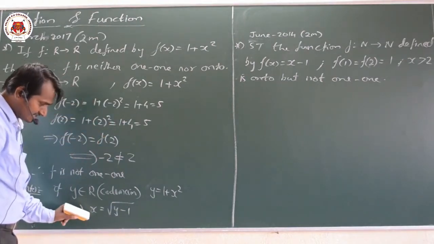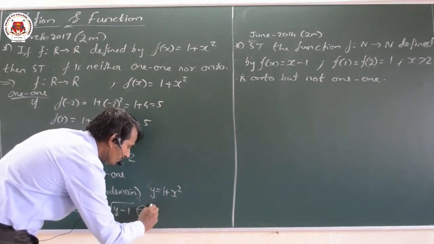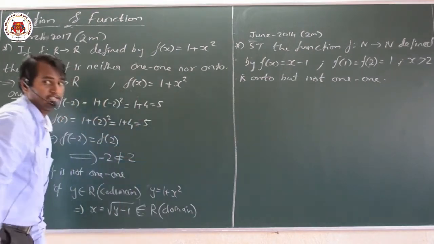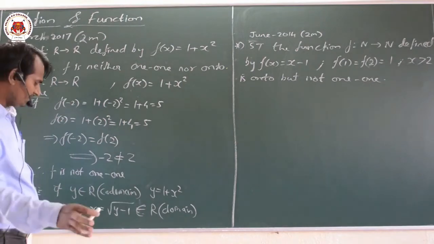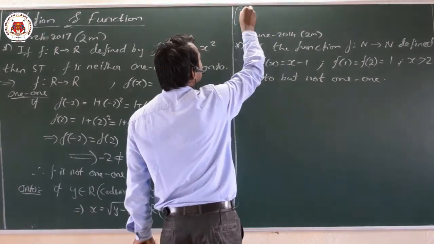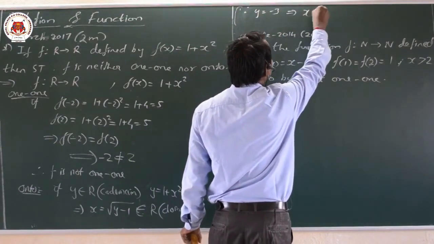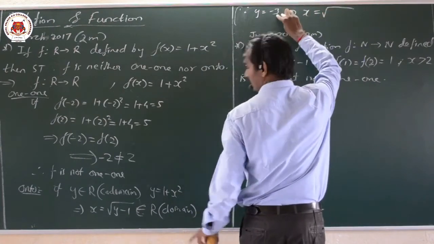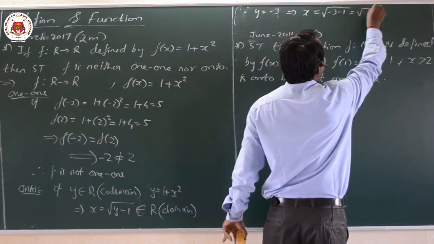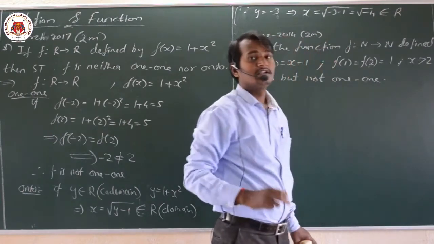Now does this x equal to root of y minus 1 belong to R, that is the domain? That we have to verify. How? By making use of a simple example. Take y equal to minus 3. That implies x equals root of minus 3 minus 1, which becomes root of minus 4. Does that belong to R here? It does not belong to R.